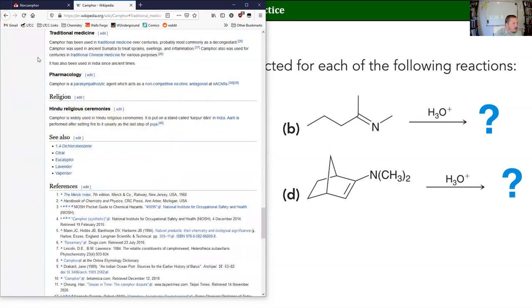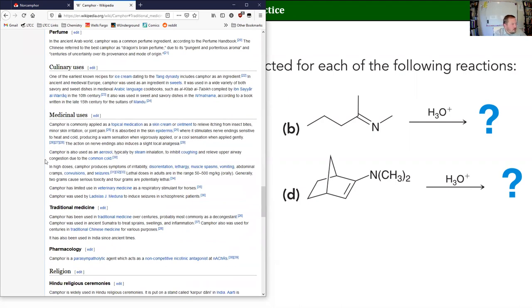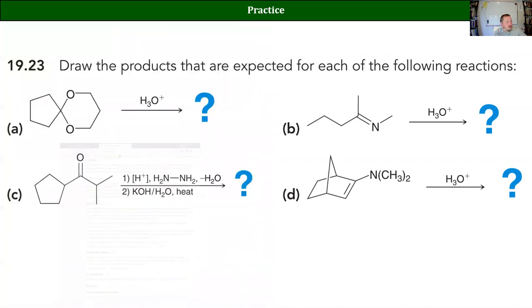And that's right, Vicks VapoRub is mostly camphor. It's used as a decongestant. All right. So, questions on these reactions? Everything makes sense, or at least it did when I did it.